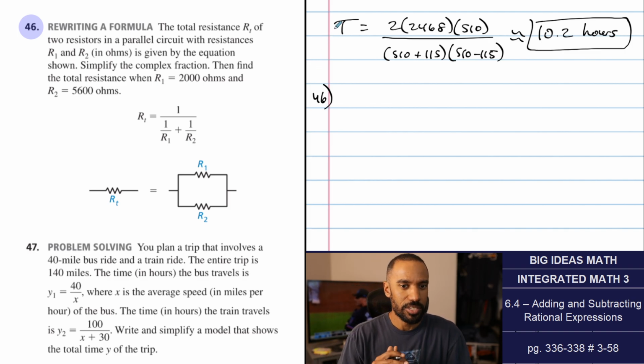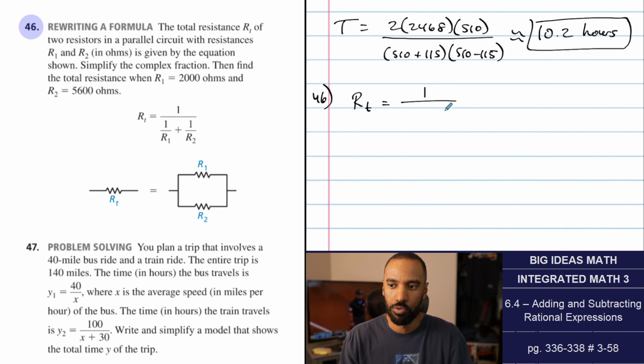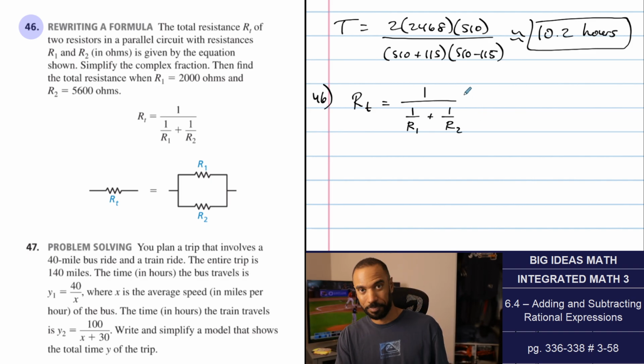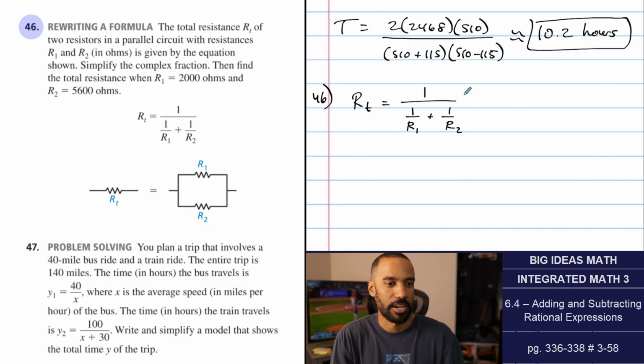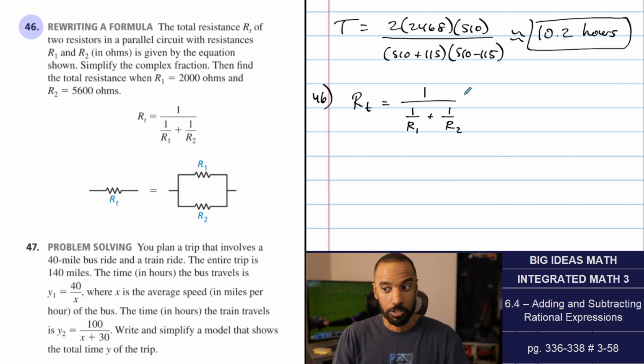Number 46, rewriting a formula. The total resistance, R sub T, of two resistors in a parallel circuit with resistances R sub 1, R sub 2 in ohms is given by the equation shown there. We probably have to simplify it. So R sub T equals 1 over 1 over R sub 1 plus 1 over R sub 2. I'll trust them. Simplify the complex fraction, then find the total resistance when R sub 1 is this and R sub 2 is that. And once again, could I substitute 2,000 and 5,600 right now into that? Yes. Could I also do it after simplification? Yes.